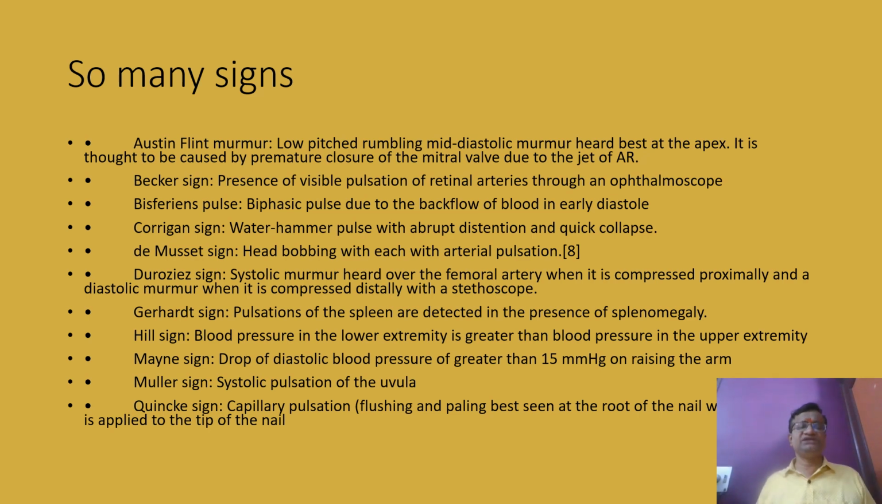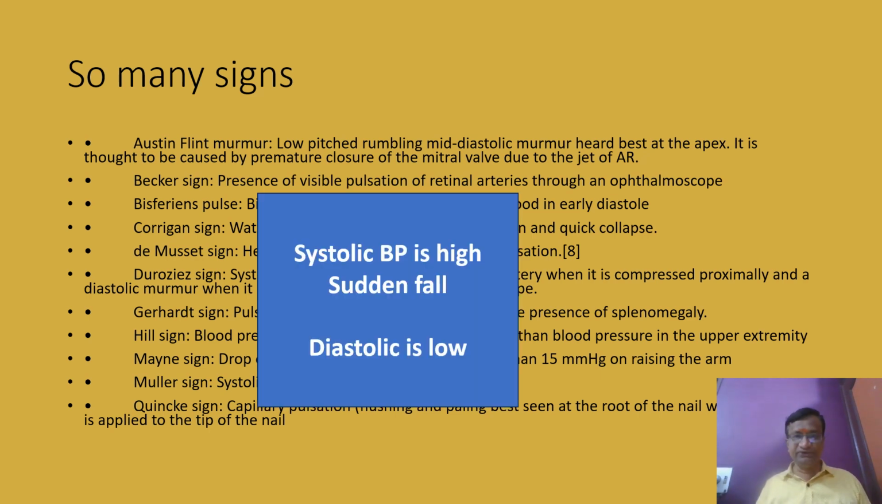There are so many signs, Austin Flint, Quincke's, Becker's signs, because everywhere we can see the pulsations: in the retina, in the uvula, in the face, in the heart, the lower extremity, spleen, so many things. All these things are due to the systolic BP being high, there is a sudden fall, and diastolic is low. That is why all these many signs are happening.